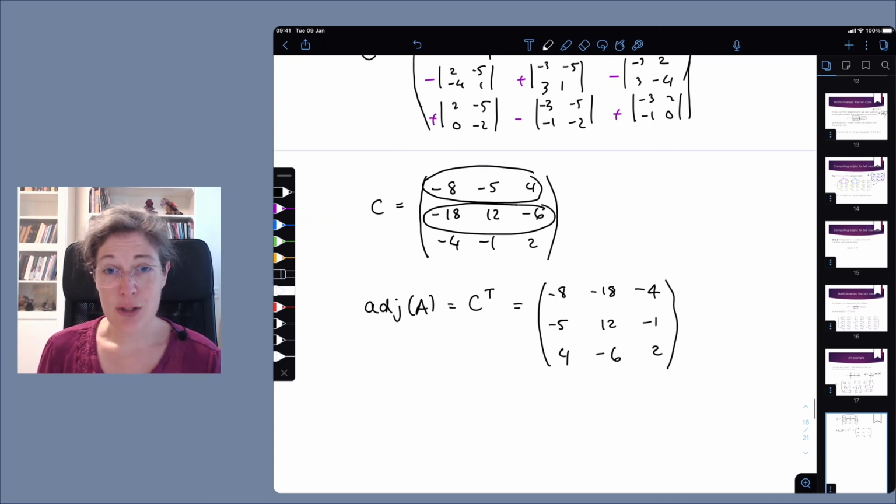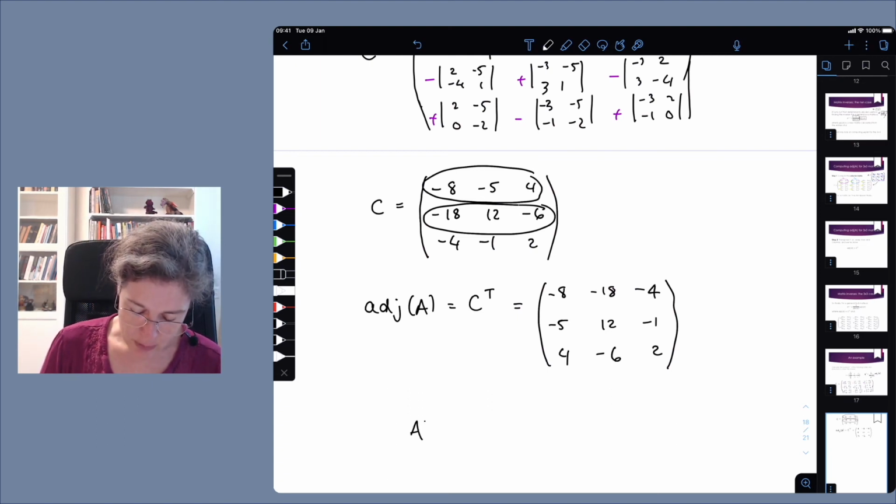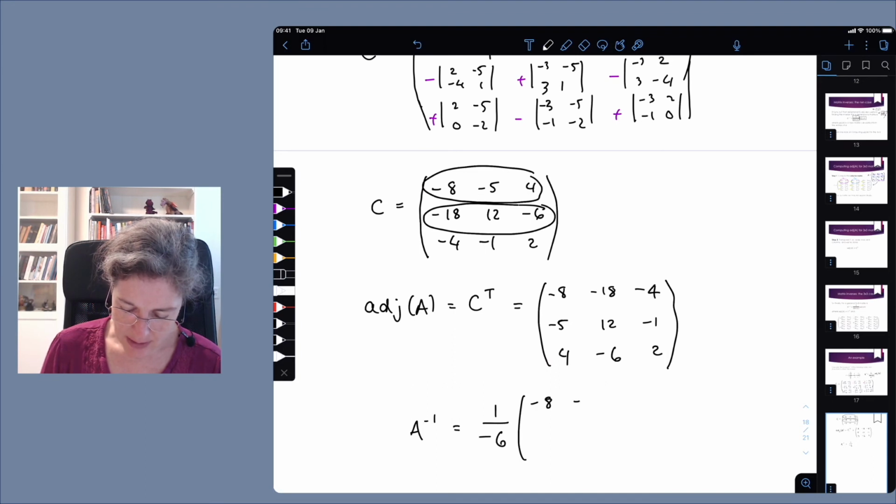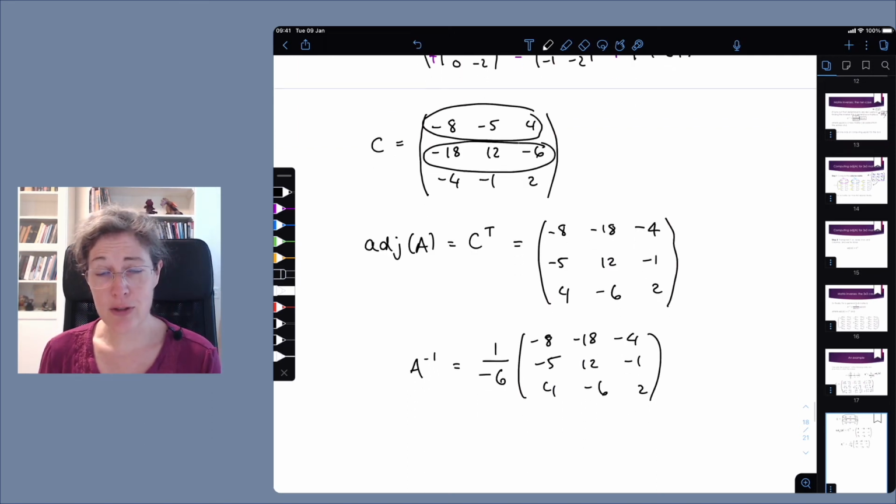Hooray! So, putting this all together, what we have is that our inverse for our matrix is 1 over our determinant, and we found the determinant was minus 6. So we've got 1 over minus 6, times the matrix with rows minus 8, minus 18, minus 4; minus 5, 12, minus 1; 4, minus 6, 2. Hooray! We have found the inverse of a 3 by 3 matrix.